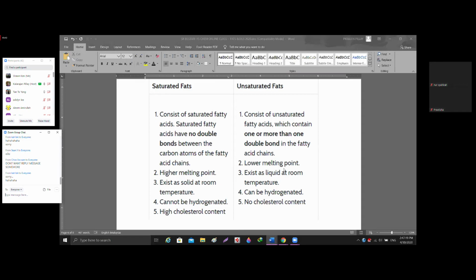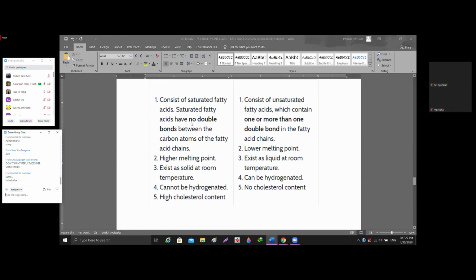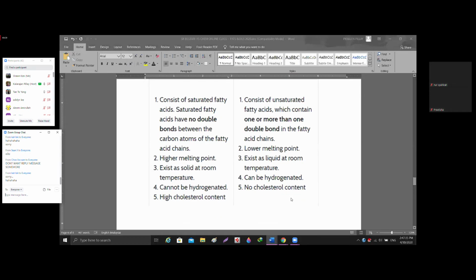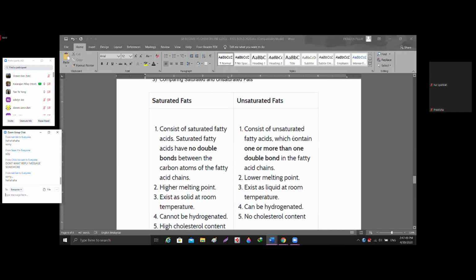There's another important thing. This one is solid at room temperature. This is liquid at room temperature. Saturated fats cannot be hydrogenated because there's no double bond there. This one can undergo hydrogenation. And then this one is very important, high cholesterol content. Saturated fat, this one low cholesterol. Not no, put low there. Change no to low cholesterol content. So the unsaturated fats are the more healthy fats, which are actually plant oils and all that.